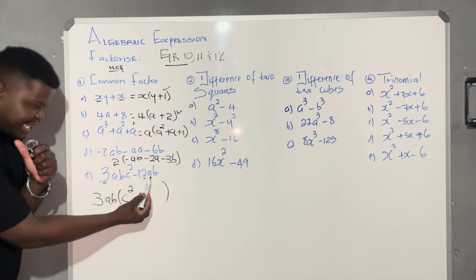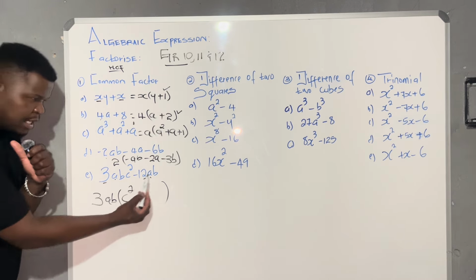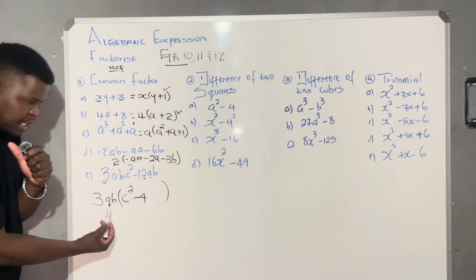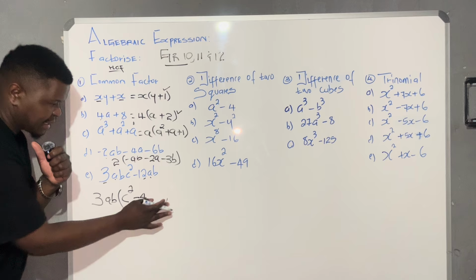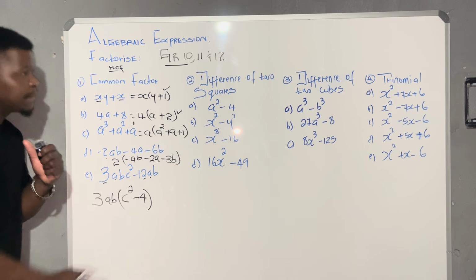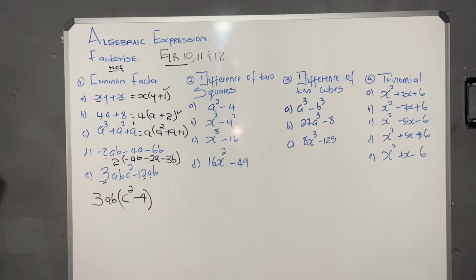Now, there was 1A and I took out 1A. There was 1B and I took out 1B. So nothing is remaining there. So this is our answer. I can just put this bracket right here. Now, my good people, this is common factor.